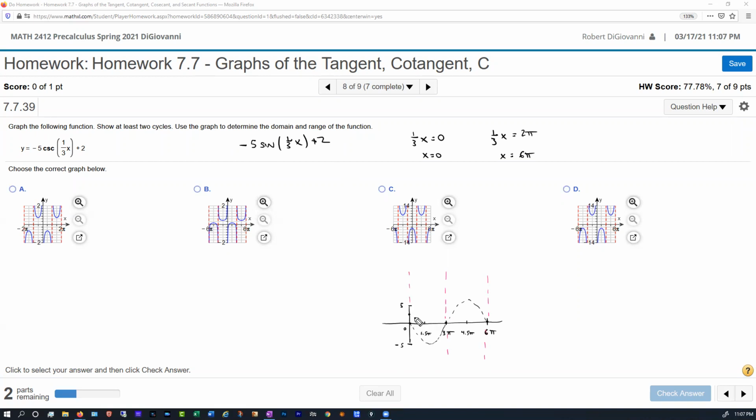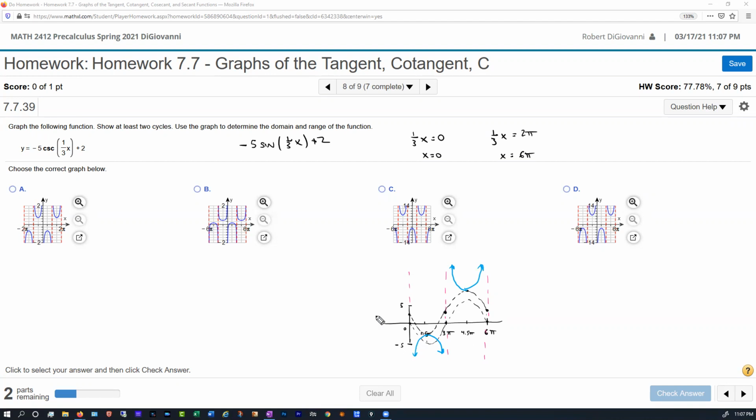So, 2 units up there. This one goes up 2. This one goes up 2. This one goes up 2. This one goes up 2. So our graph looks more like this. And so the cosecant function should be just the parabola here. That little, I say parabola, it's not a parabola, but it looks like a parabola.